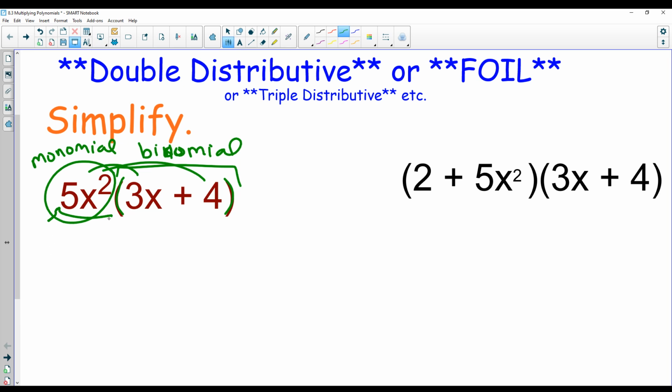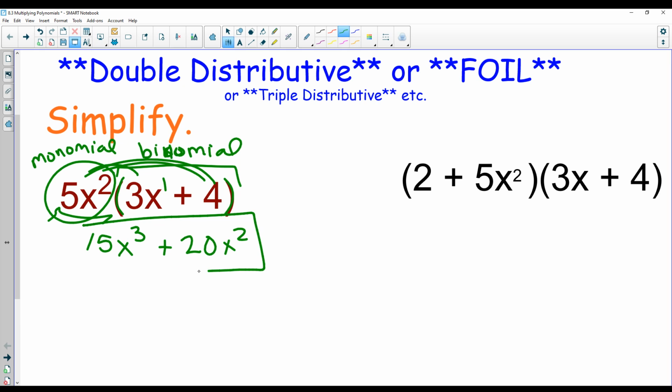So not too difficult. In this first one, we're going to have a 15x cubed. Remember, x squared times an x to the first is now x cubed. Bumps that up. Plus, this would be 20x squared. Okay? So a monomial times a binomial gives us a binomial. This would be a cubic. The degree is 3. Remember things like that. The lead coefficient is a 15. The leading term is 15x cubed. So a couple things like that.